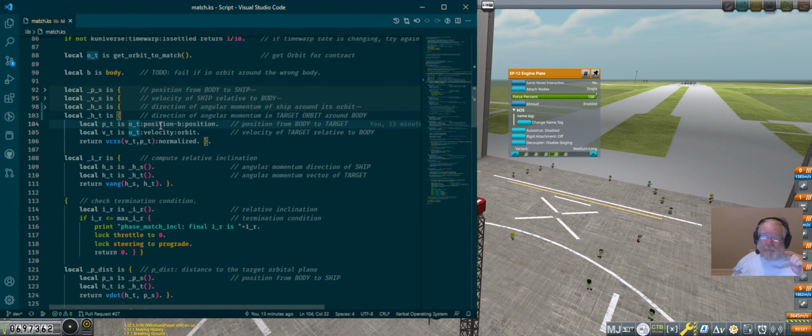So that's pdist. P-rate is the exact same thing, but we apply it to our velocity vector. So now we get our velocity, only the component in the direction of that perpendicular of the target orbit. So we know a position along the line, and we know a velocity along the line. So now we do a little math.